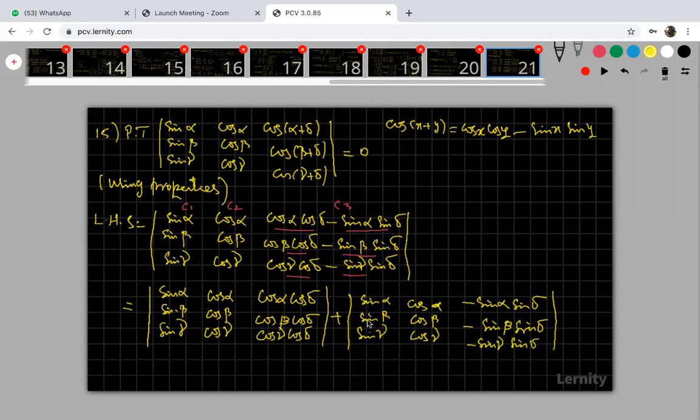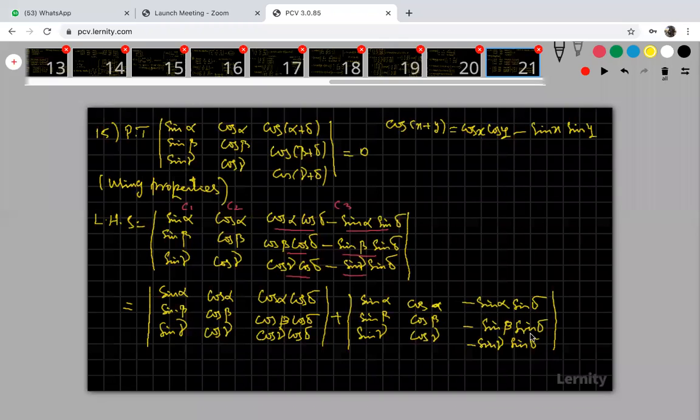Okay. Now look at that. In this third column, cos delta is common. In the other, sin delta is common and minus is also common. Take it outside. If you take cos delta outside, here remaining cos alpha, cos beta, cos gamma, here also cos alpha, cos beta, cos gamma. If any two rows or any two columns are identical, having the same elements, then the value of the determinant is 0. This determinant is 0 after taking cos delta. 0 into cos delta is also 0.